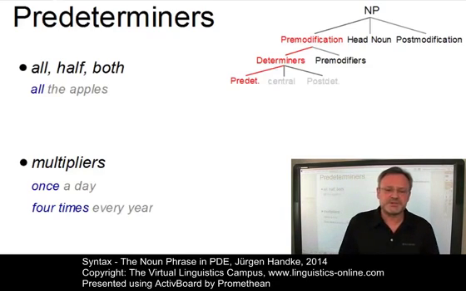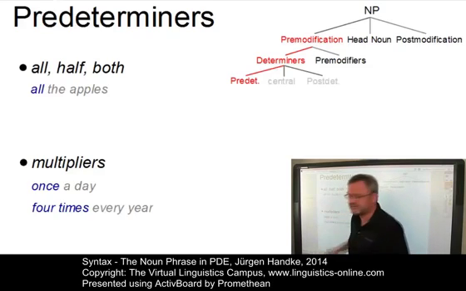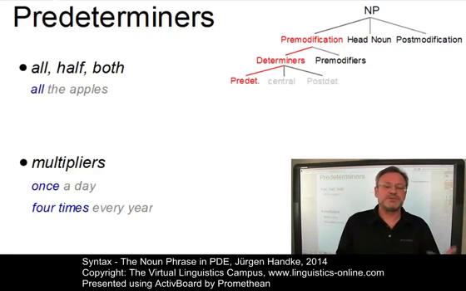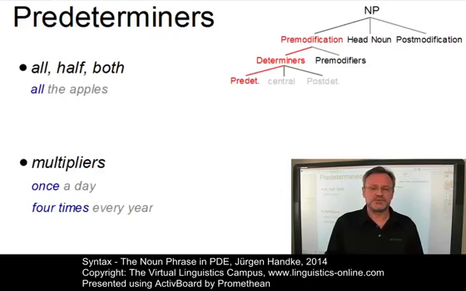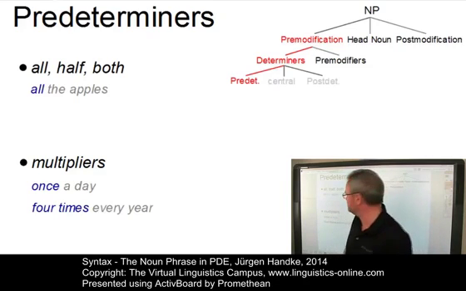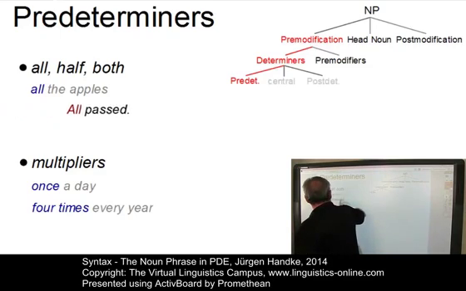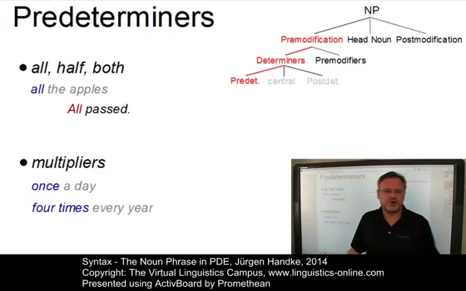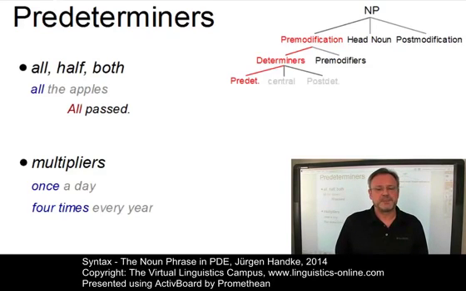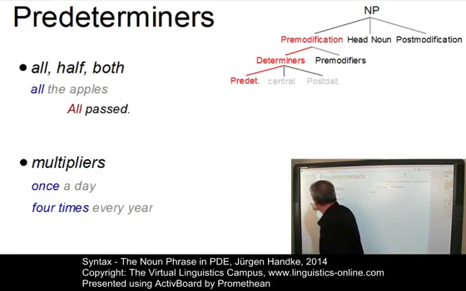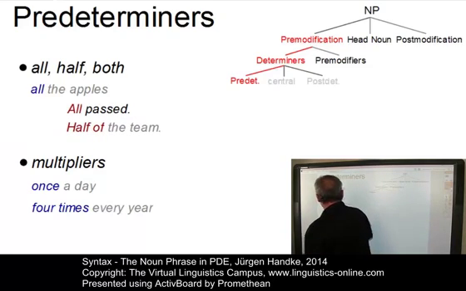Note that the predeterminers of the first group, the group all, half, and both, can also be used pronominally. So you can have something like, my students sat their exams, all passed, in which case all is used as a pronoun. Furthermore, this first group is often followed by an of phrase. So you have something like all of the students or half of the team.